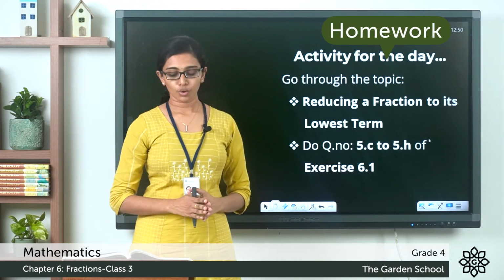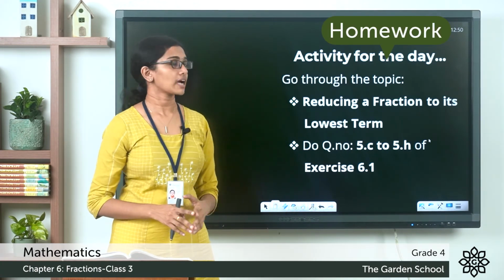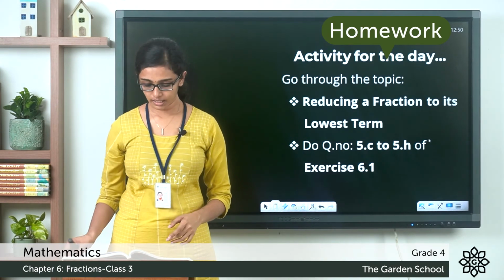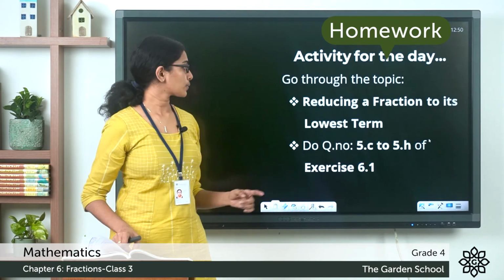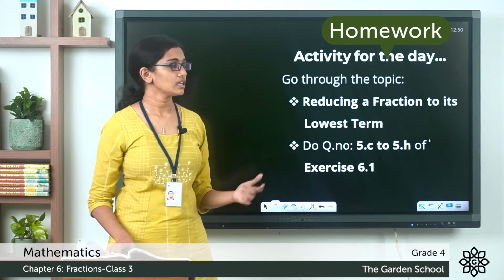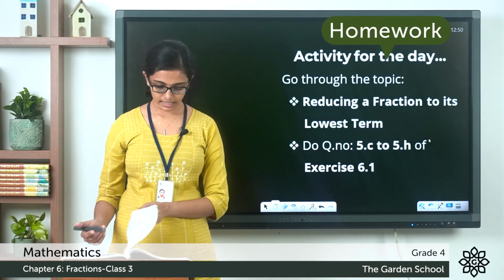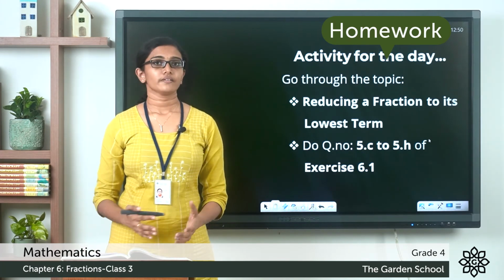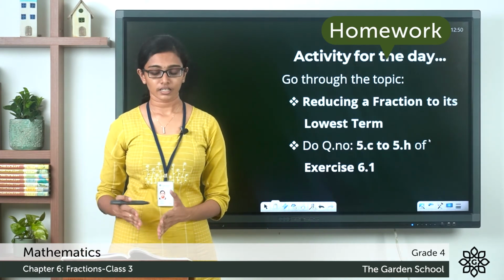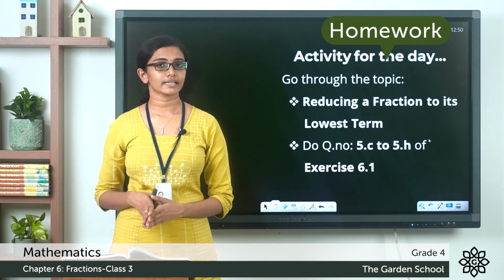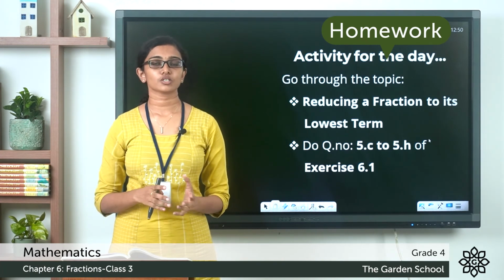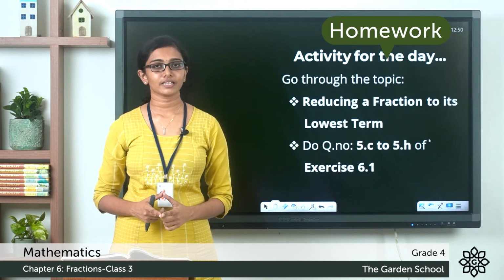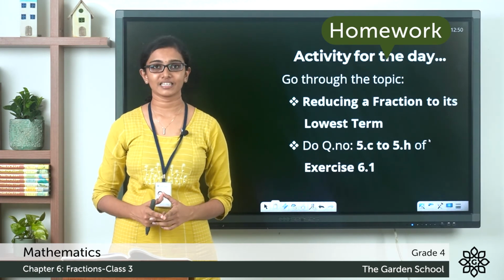Now, you have to go through the topic reducing a fraction to its lowest form in your textbook, which is on page number 83. Then you have to do the questions 5C to 5H of exercise 6.1 in your textbook. So you can finish the questions. For some questions, the space is provided in the textbook itself. Other questions you may note down in your notebook and complete them. Once you are done with the activity, please do take a picture and send us through Teams.